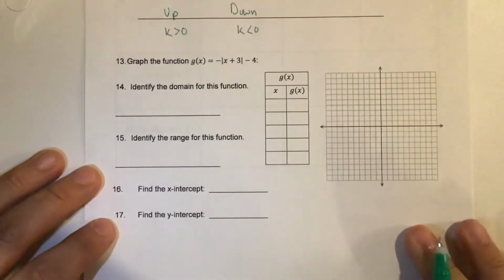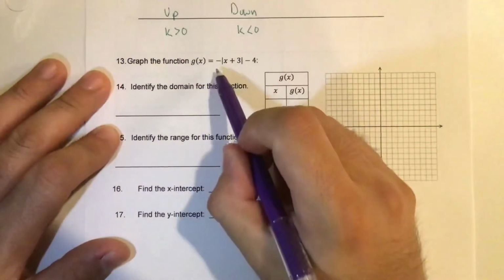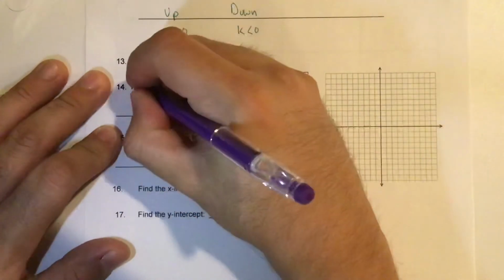All right, then we have this example here. It says graph the function g of x equals negative the absolute value of x plus 3, minus 4. So first thing we probably need to do is talk about the transformations here. So we see that this negative sign right here reflects it across the x-axis.